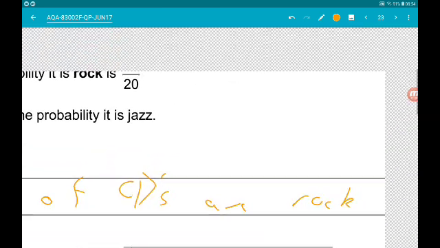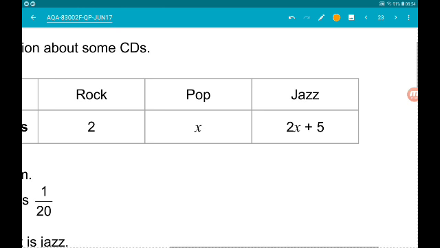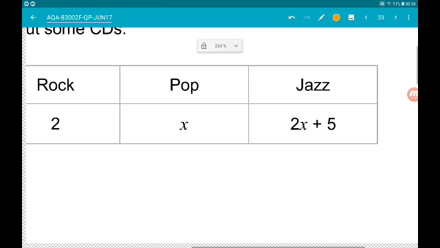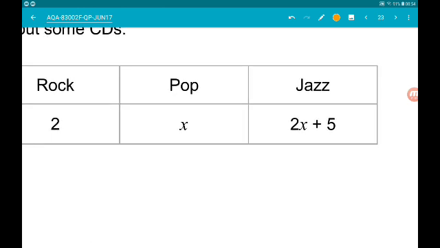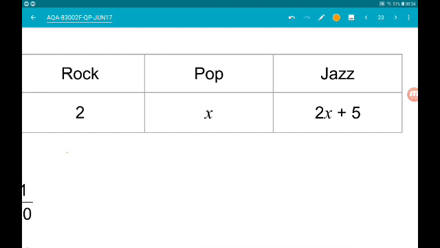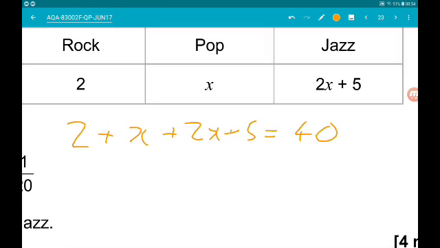So, now that we know the total CDs in the collection are 40, we know that rock, pop and jazz has to add together to give us 40. So, we know that 2 add x, add 2x add 5 is equal to 40. So we got 3x add 7 is equal to 40.